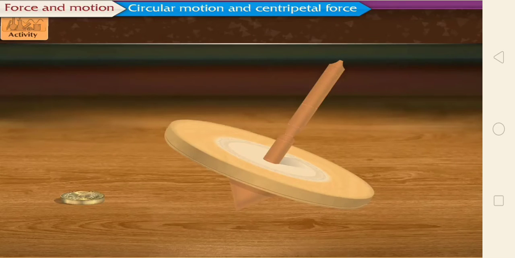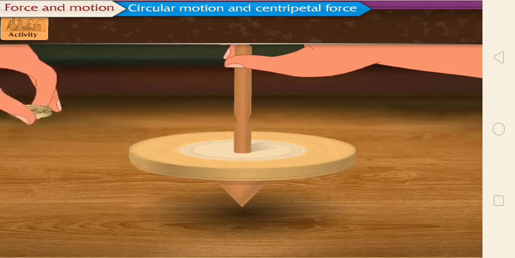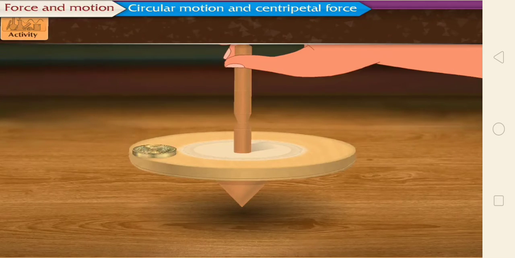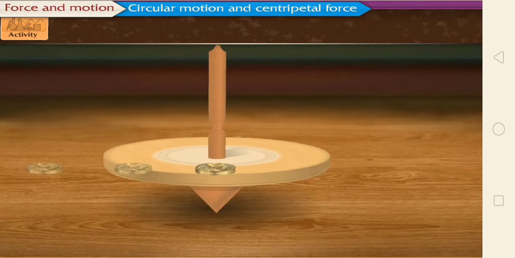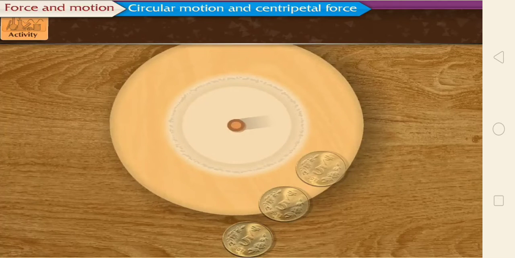We had performed a similar kind of activity in the previous grade. Do you remember that activity? In that activity, a 5-rupee coin was kept on a rotating circular disc. We observed that as the disc moves with high speed, the coin placed at the edge of the disc is thrown off. When the coin is thrown off from the disc, it is in the direction of the tangent which is perpendicular to the radius of the disc.